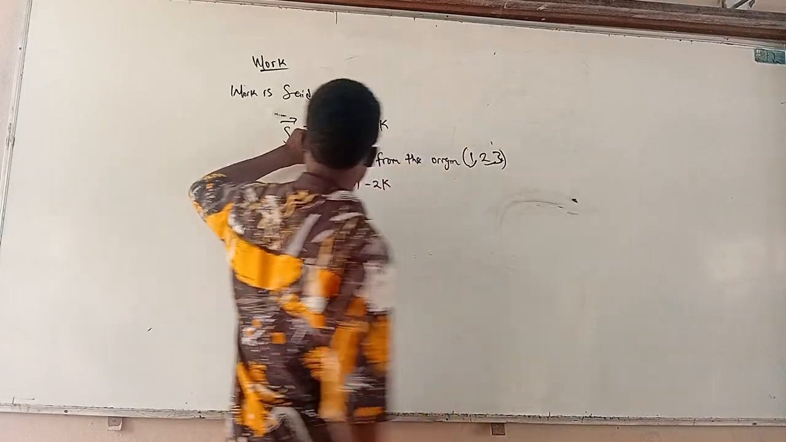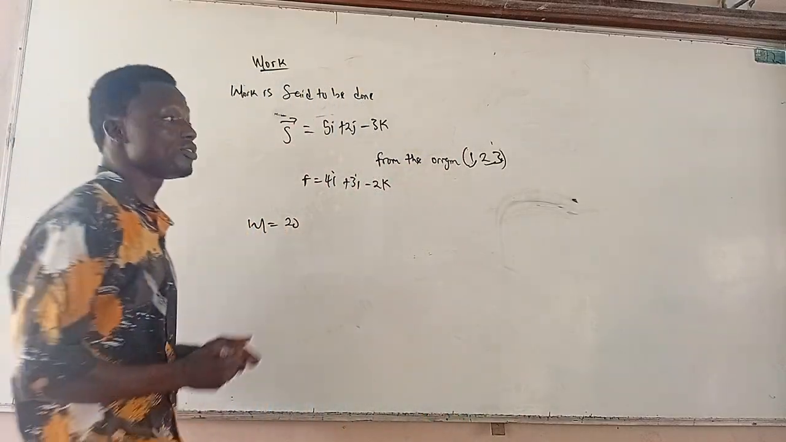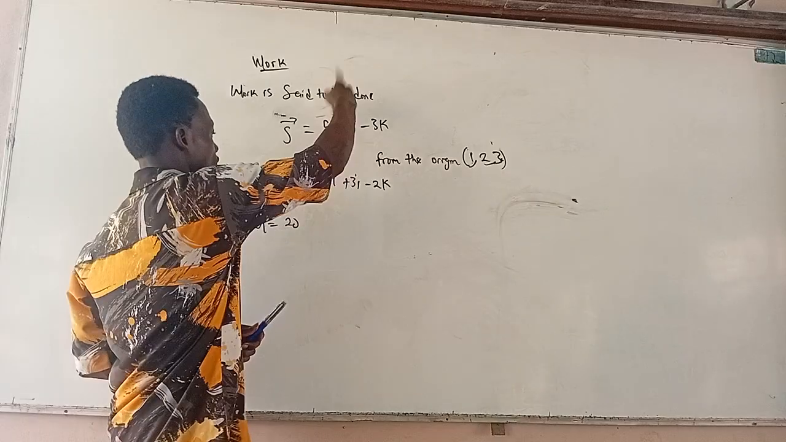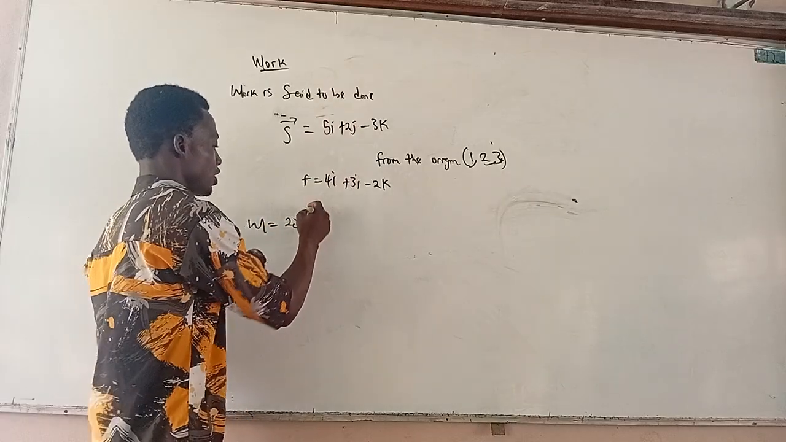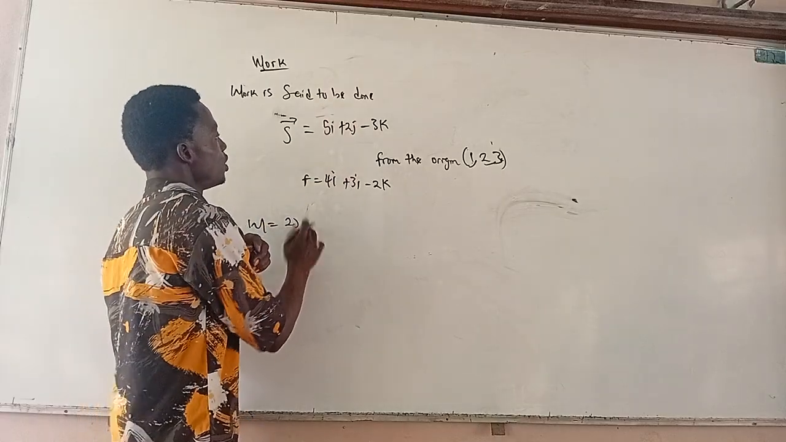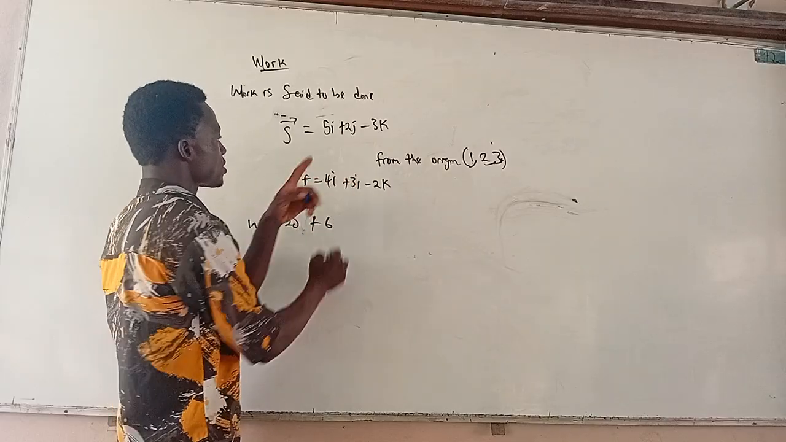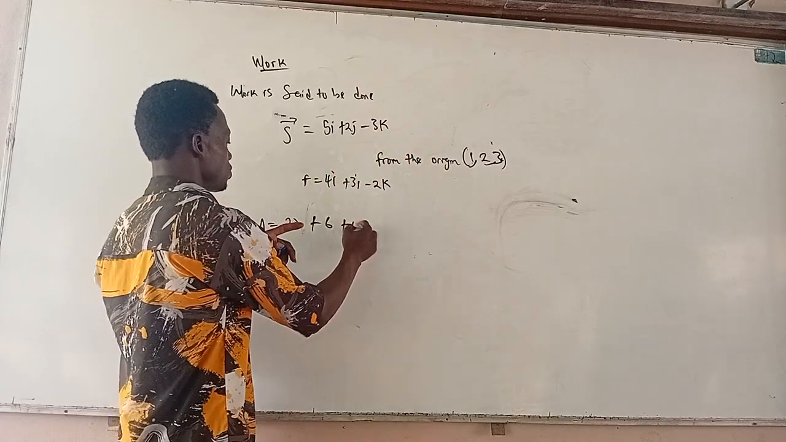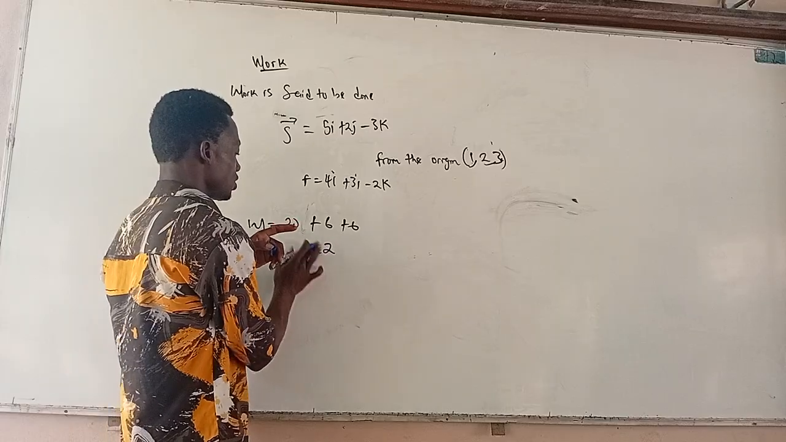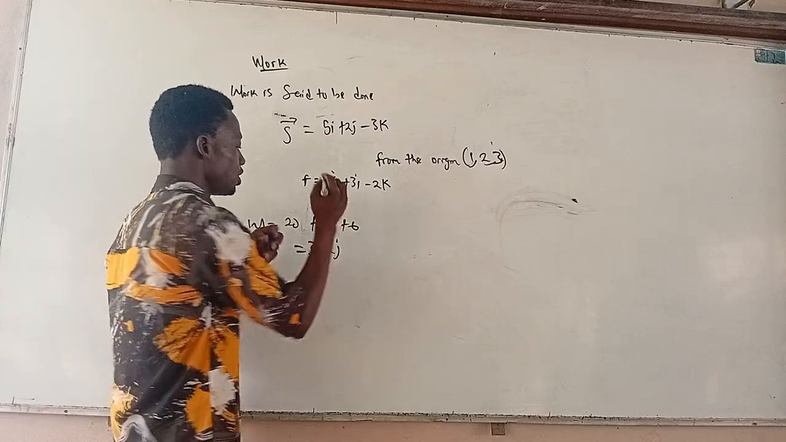Are we together? So whenever you have the same direction, if you multiply them together, it gives you 1. So you don't need to write 20 i squared. Don't bother yourself, because i squared itself is just 1. So plus 2 times 3, that's 6. Minus 3 times minus 2, that's also 6. So this gives us 32 joules.